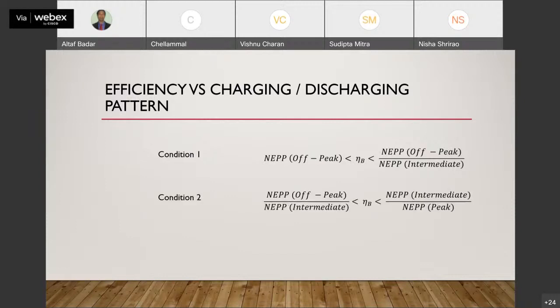Then this is the second condition, right? And this is the third condition. So off peak by intermediate ratio, and intermediate and peak ratio, if round efficiency lies in between it, we say it is condition 2. If the intermediate value is less than the round efficiency, we say it is condition 3. So this is only a marker that we need to find out before we go into the actual charging and discharging pattern of the battery. I'll come back to this slide if and when required. Right now, you just understand that we are trying to give some conditions to the system.